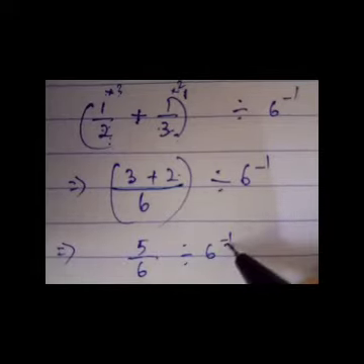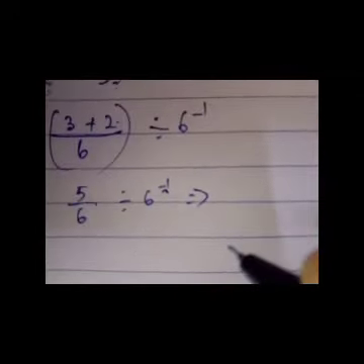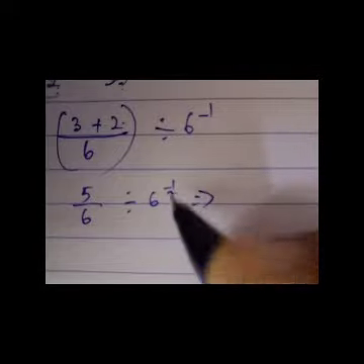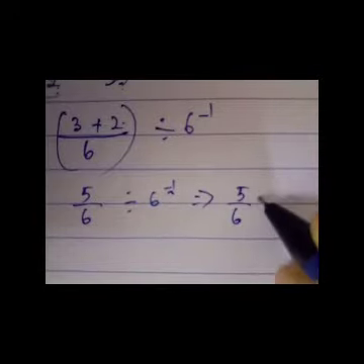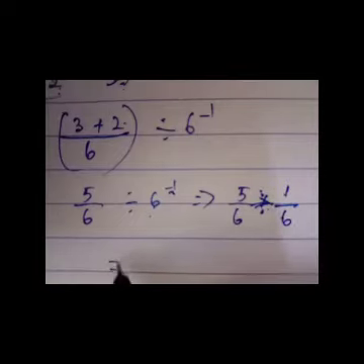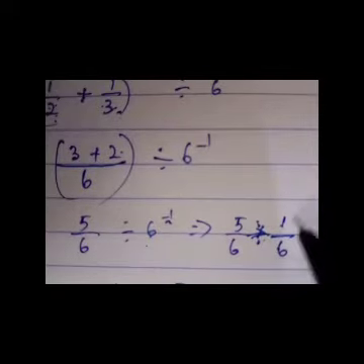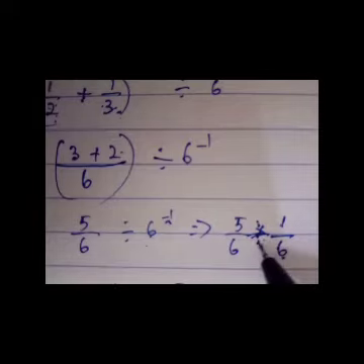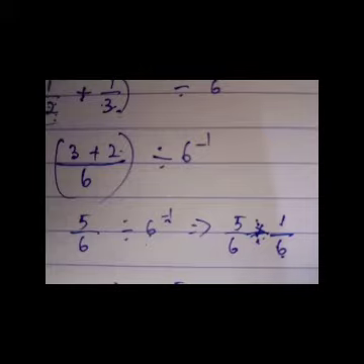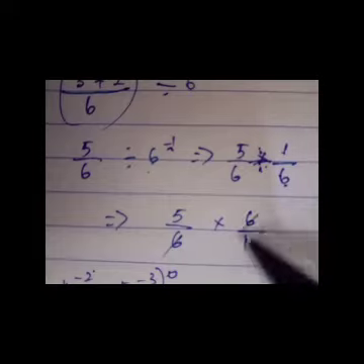Again the power is negative. What do you have to do? You should take the multiplicative inverse to change the power. Therefore 5/6 divided by 1/6. Now you know very well, if it is division you have to take the reciprocal of the number. If you take the reciprocal, the division sign is changed into multiplication, that is 6/1. If you cancel the 6 and 6, it is equal to 5.